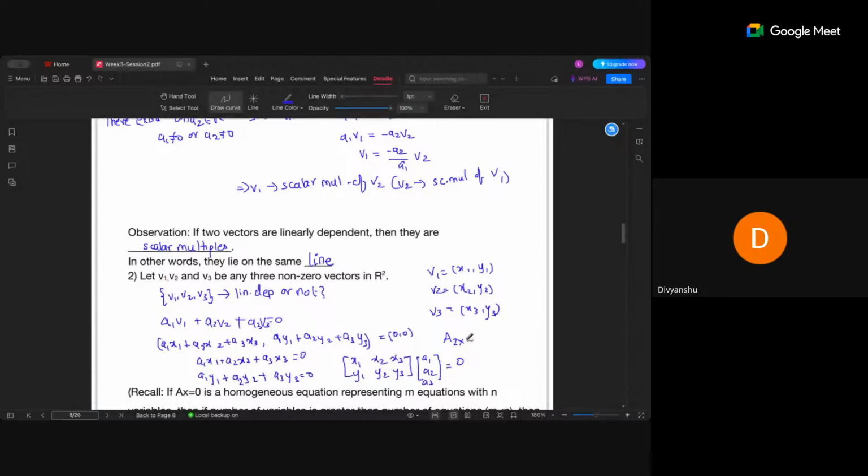Now for this system, what is the size of the matrix? 2 cross 3. So you have a homogeneous system like this, where m is strictly less than n. What do you know about this kind of system? If Ax is equal to 0, where m is strictly less than n, what do you know about the solution of this system?